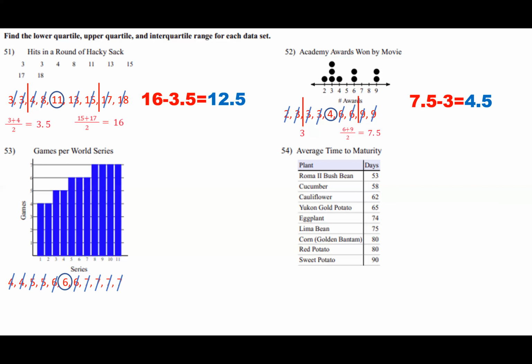Now looking at the numbers to the left of the median, there's 5 numbers: 4, 4, 5, 5, 6. Let me find the number in the middle, which in this case is 5. I'm going to say my lower quartile is 5. Now the numbers on the right of the median: 6, 7, 7, 7, 7. I'm going to say the one in the middle is 7. So my upper quartile is 7, and my lower quartile is 5. Now for the interquartile range, I'm going to subtract those two numbers. 7 minus 5 is 2. So my interquartile range is 2.